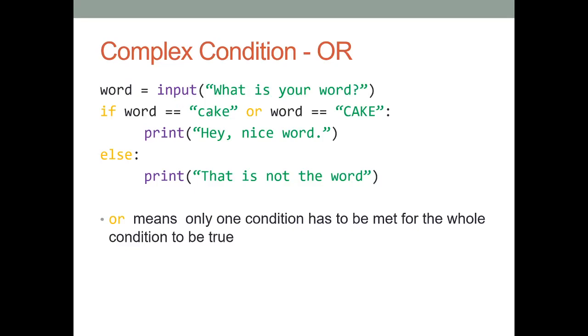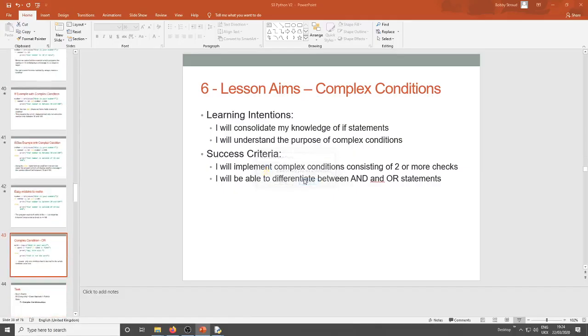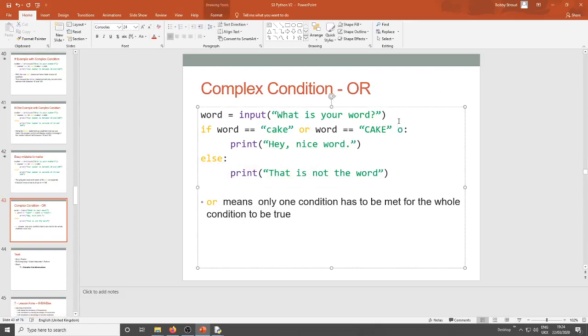So if you wanted to write the word cake, but you wanted lowercase letters or capital letters, if you did and, it can't be both at the same time. So you want to use or. So type in cake like this, it'll work. Type in cake like that, it'll work. If you wanted to make it, say, just one capital letter at the start, you can just keep adding more and go or word equals cake with a capital C. Hopefully you get the point.